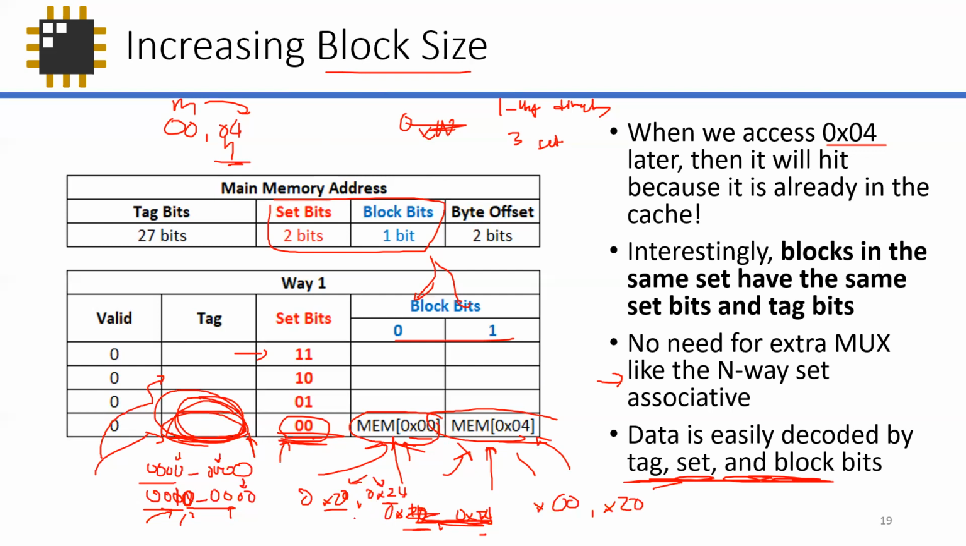Okay, but don't worry. Jumping from 0x00 to 0x24, 0x20 is pretty far. That's like 32 bits away-ish, or 32 addresses away.